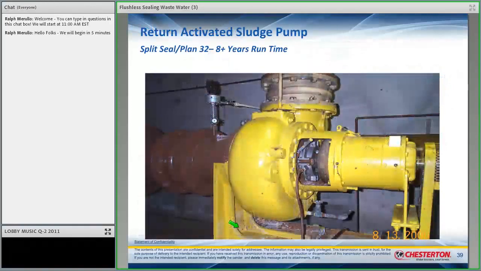So here's an interesting one. Here is a return activated sludge pump. It looks like our old 221 split seal, and this was 8 years of runtime when this photo was taken. This particular one is set up with a flush. Again, the seal is outside of the box. Fill the box up with bushings, reduce the flush rate, surround the seal with clean fluid, and you've got it, right? So that really protects the seal.